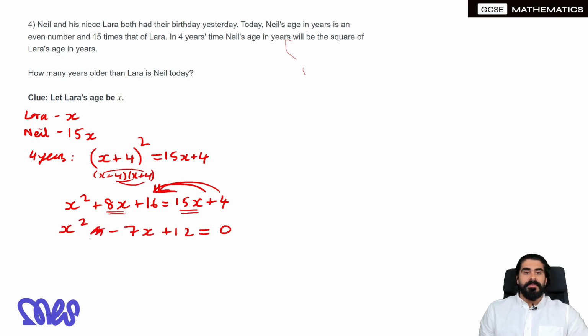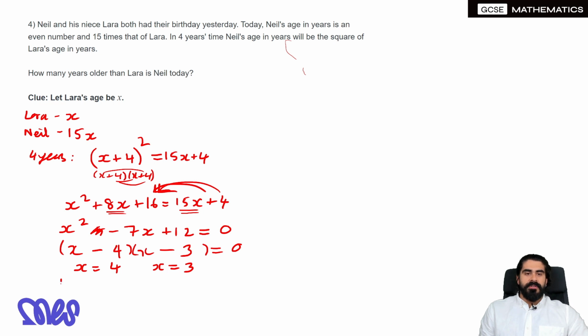Now we factorize. Then we're thinking, okay, what multiplies to give you 12 and adds to give you 7? That's going to be 4 and 3. Both minus. So x minus 4 equals 0 and x minus 3 equals 0. So you'd get x equals 4 and x equals 3. Now that's Lara's ages.